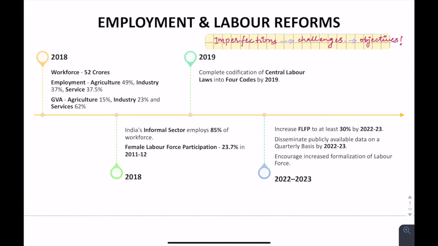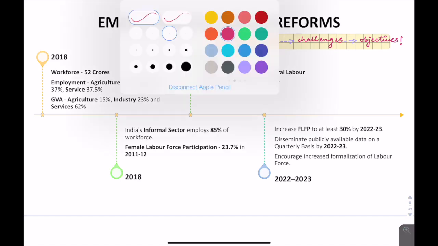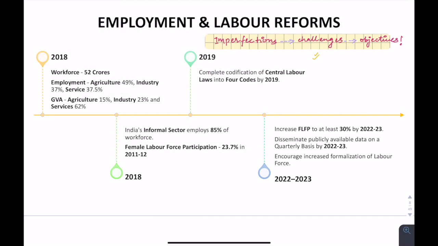Now, one important thing that you must remember here or try and understand is that the imperfections of the past pertaining to anything that we've done, whether it's growth, employment, technology, labor reforms, anything, whatever challenges we see today are due to the imperfections of the past. And the challenges that we see today are the guiding light to give us objectives for the future. So we can have objectives of the future only if we know what are the challenges that we are facing.